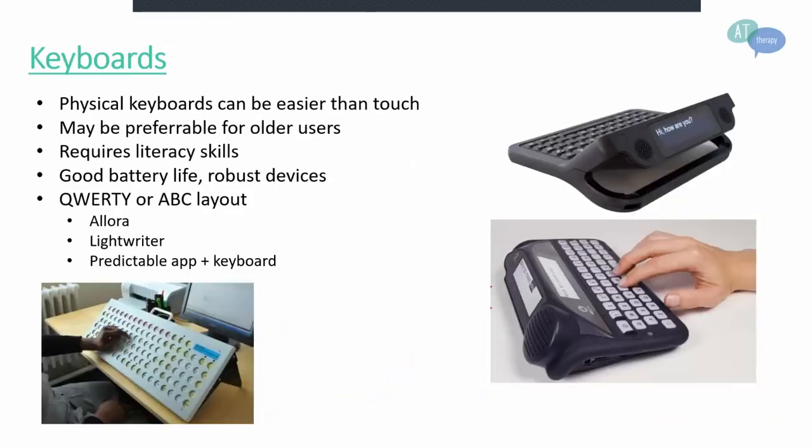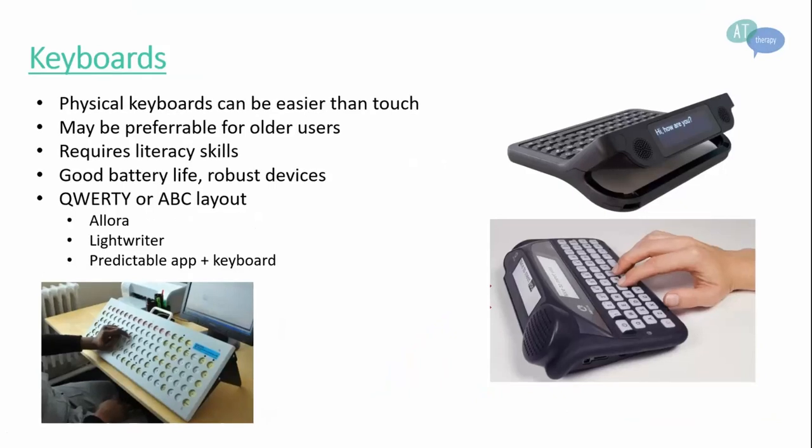Okay, so keyboards next. Although direct access might be the preferred access for a lot of users, sometimes physical keyboards are actually quite a bit easier. And what we tend to see is this is preferred usually for maybe older users and people that have had an acquired injury. So we're thinking then again about whether they've got those literacy skills to be able to use a keyboard, and often if it's an acquired injury, then those literacy skills, they've already developed that.